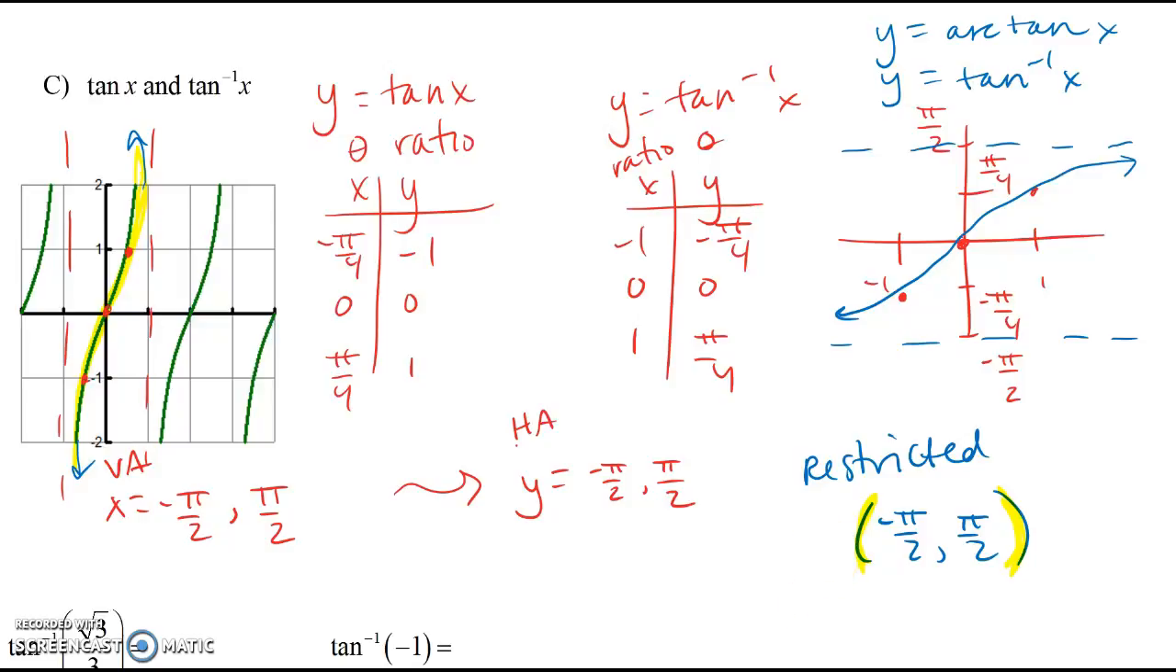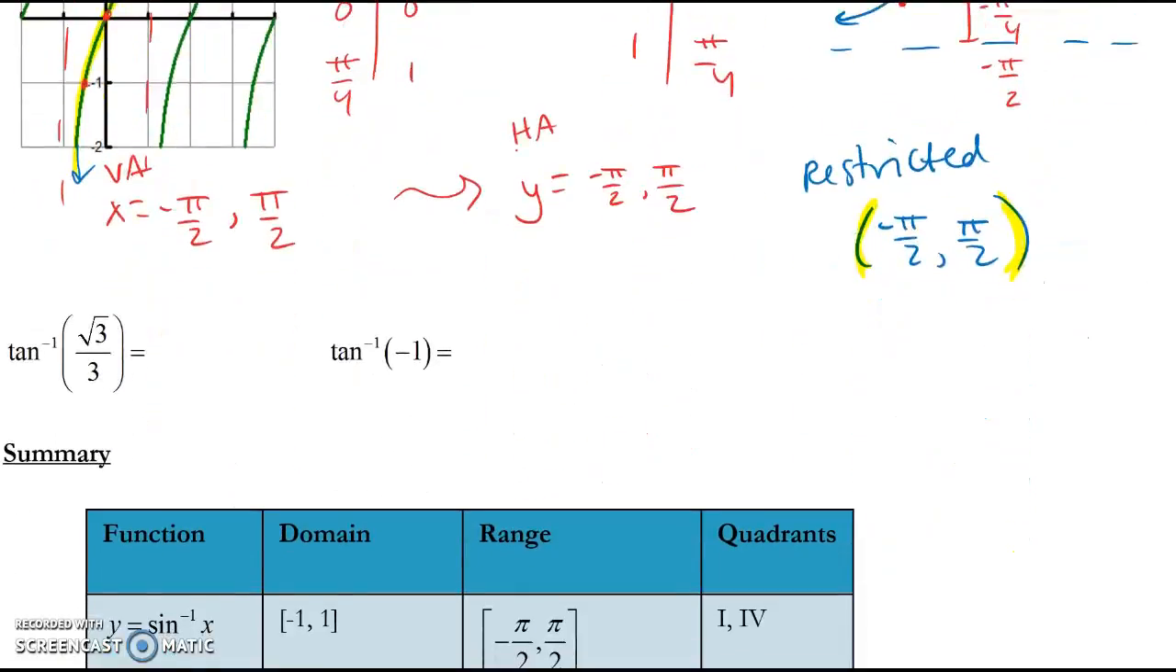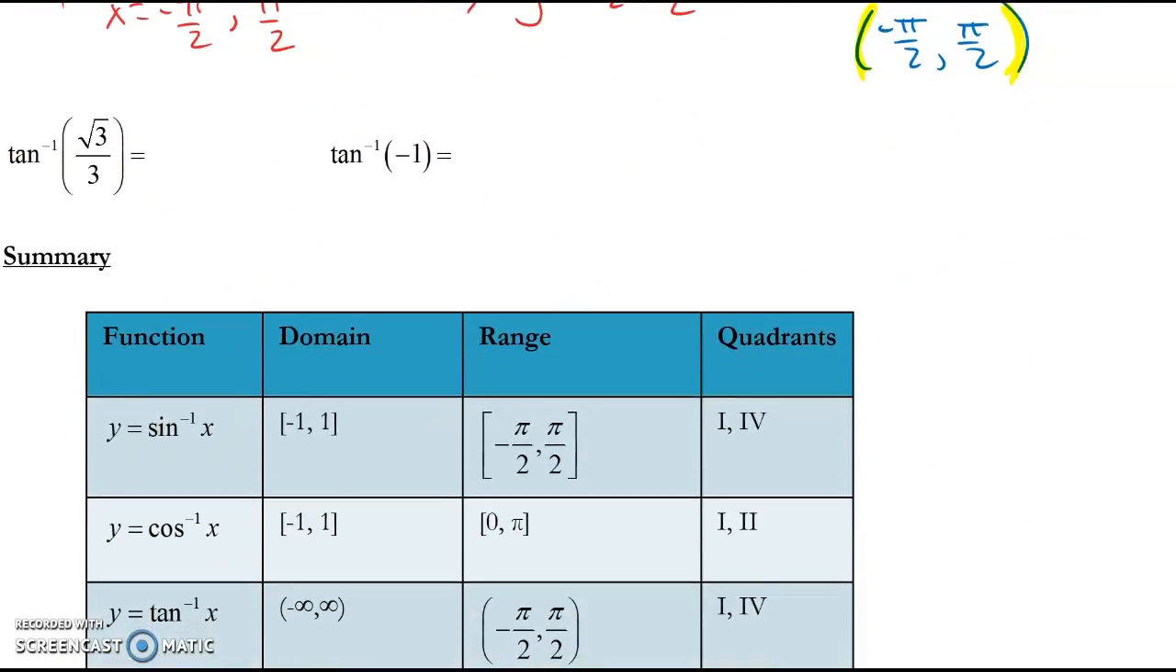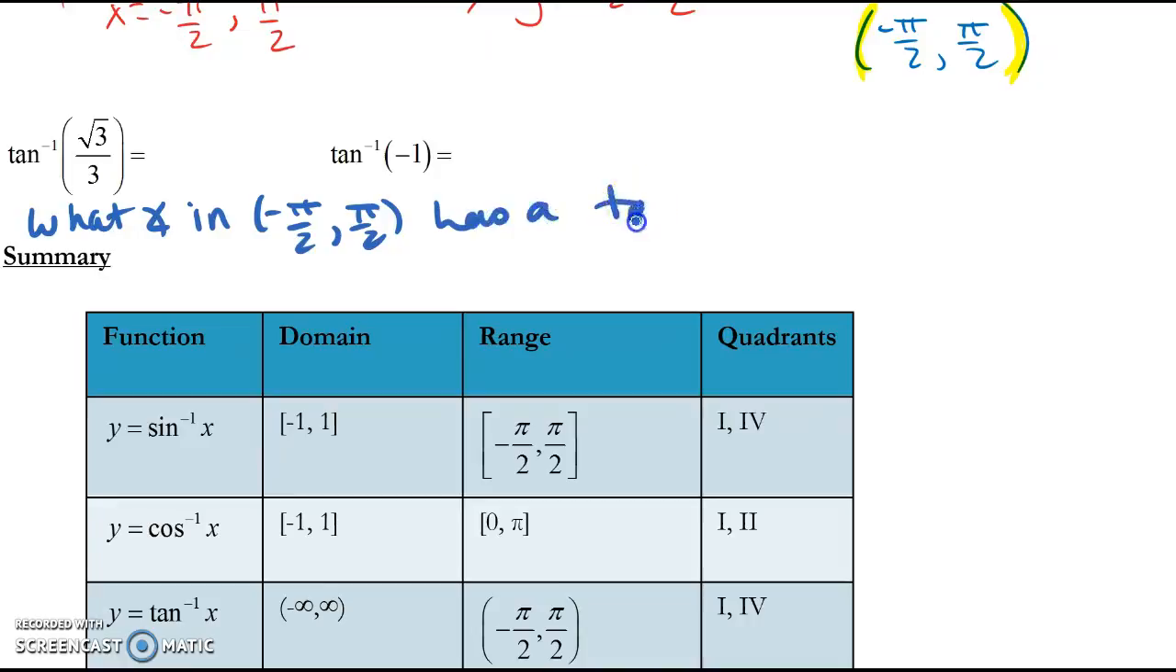Okay, so if I were to do some tan inverse problems, like I see here, and we see tan inverse of root 3 over 3, the way that we want to think about this question would be, we want to say, what angle in negative pi halves to pi halves has a tangent ratio of, and then basically fill in the blank. And so this is the way that we need to think about all of these problems.